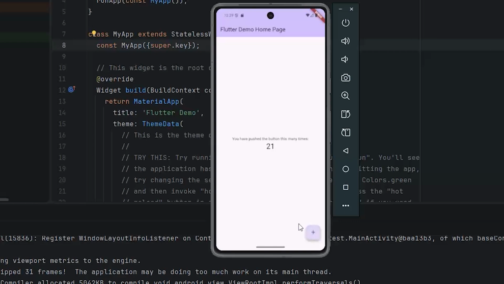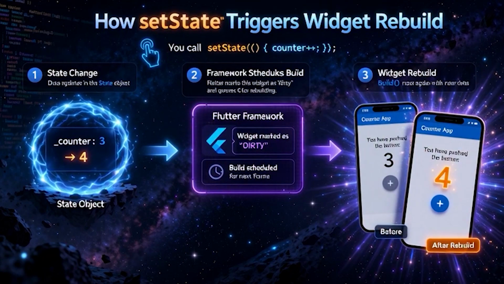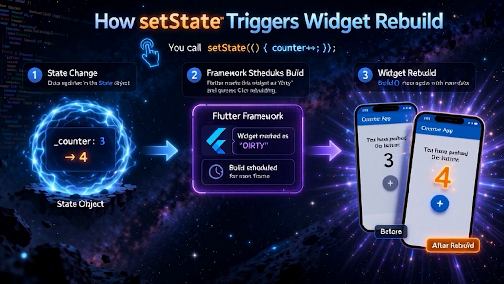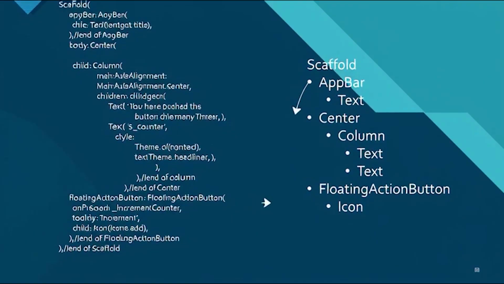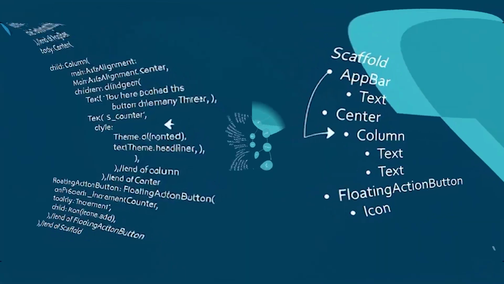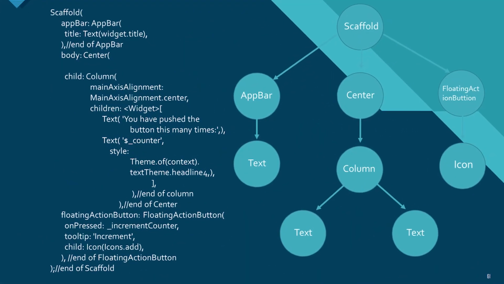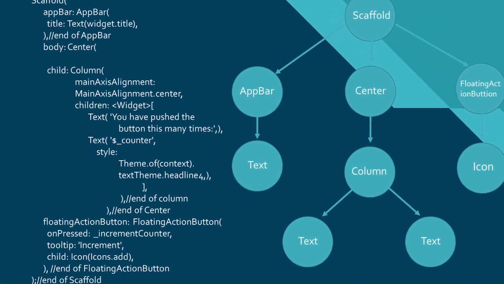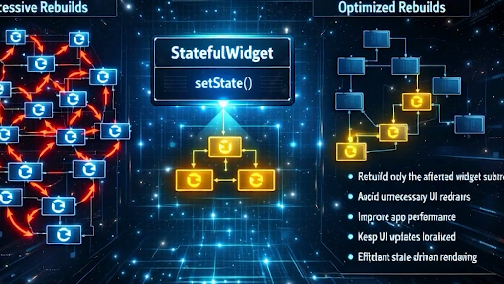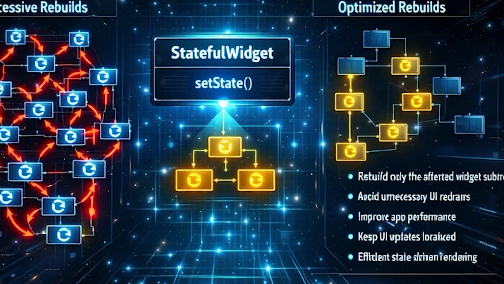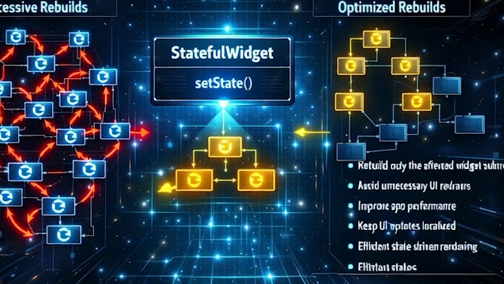Focus on this. How does a change in state affect the widget tree? What gets rebuilt and what doesn't? Because understanding this will help you write more efficient Flutter apps. You can also learn some simple optimization habits here, like avoiding unnecessary rebuilds and keeping your UI updates clean and controlled. Now, this is where things start to get fun.